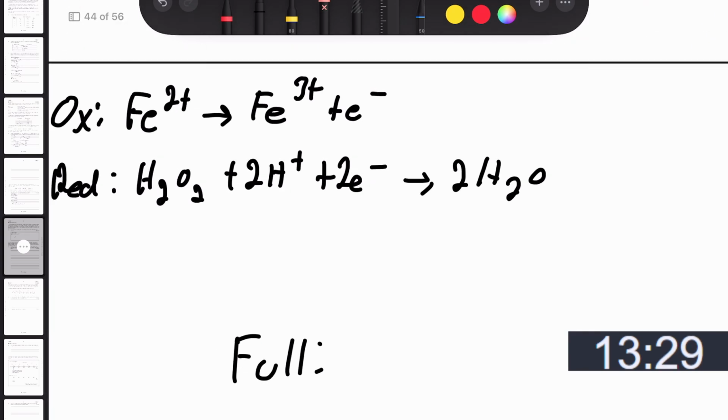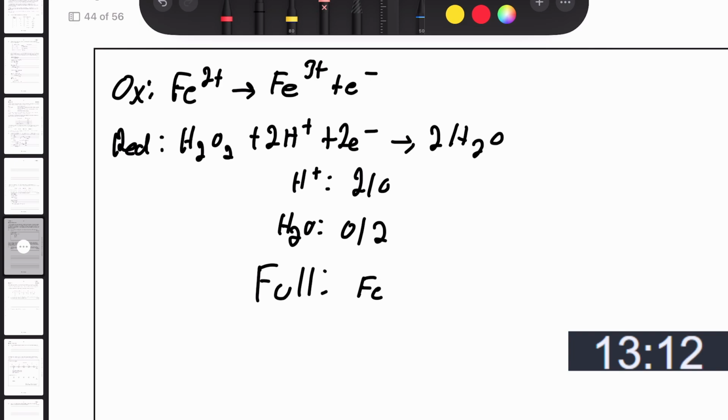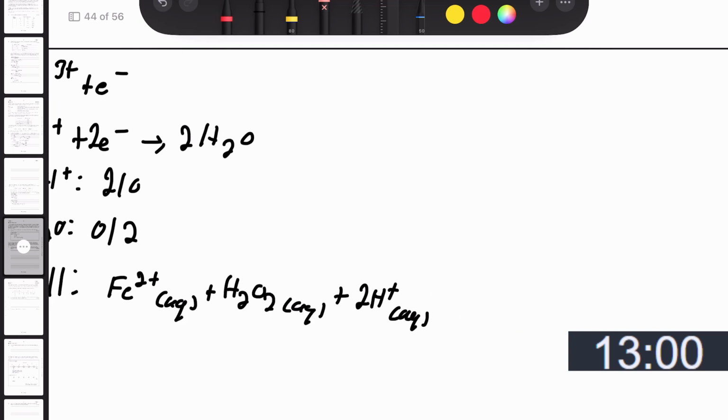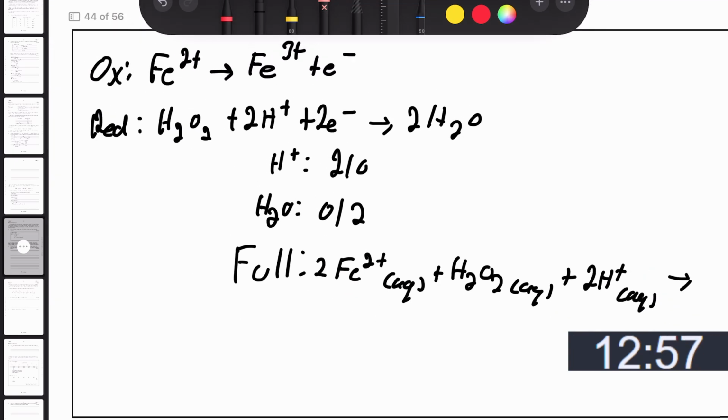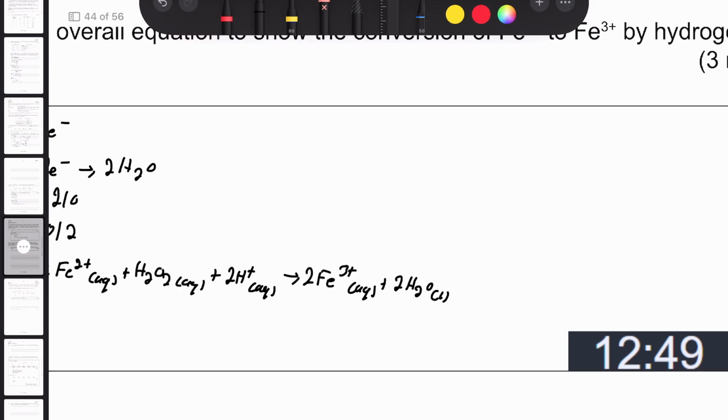Okay, so then the full equation. Let's do it with my H+. I'm going to have just 2 on the left and 0 on the right, and then for water, I'm going to have 0 and then just 2 on the right. So we have Fe2+ aqueous plus H2O2 aqueous plus 2H+ aqueous. It's going to go into, sorry, there should be 2, 2Fe3+ aqueous plus 2H2O liquid.